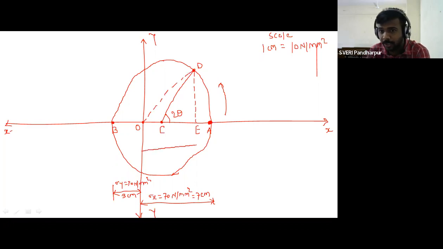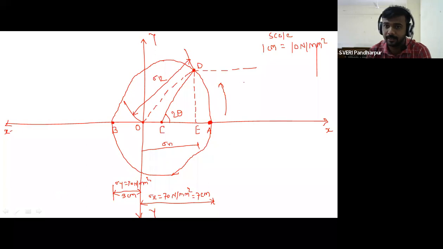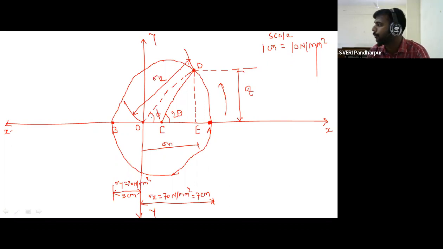So this O to E will be your sigma n. Then this OD will be your sigma r. D to E distance, that is the vertical distance, this is your sigma t, and the angle DOE, this is your phi.